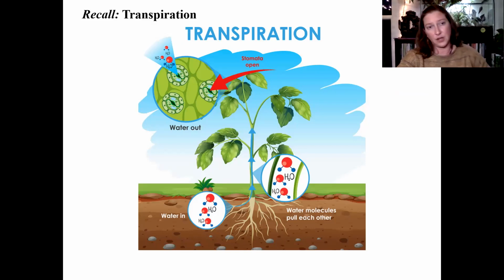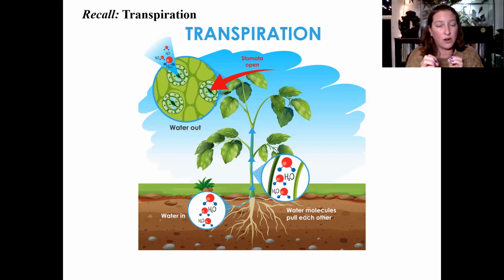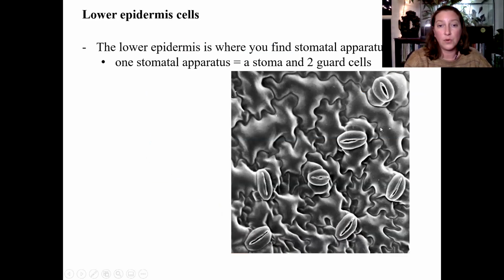So in the beginning of this lecture, I talked to you guys a little bit about transpiration, right? Where water comes in at the roots, goes up through the stems, and then eventually goes to the leaves. And then the water vapor is released through holes in the leaf. Well, those holes are part of a thing called a stomatal apparatus. And those holes are located on the bottom side of the leaf, or where the lower epidermis is.